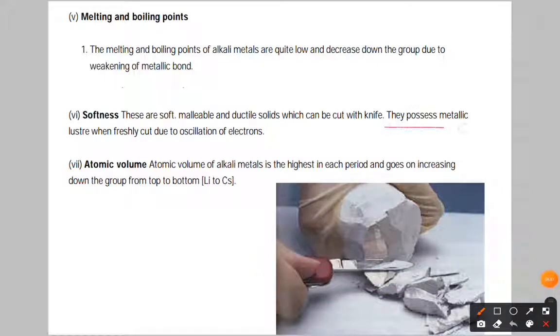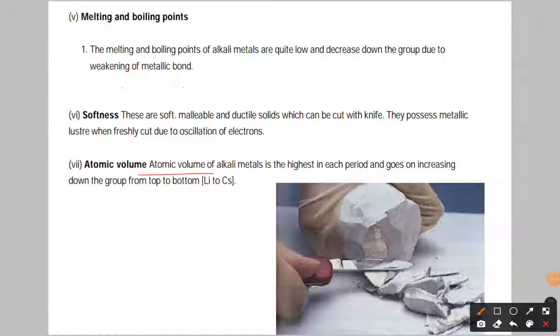Here they possess metallic luster when freshly cut due to oscillation of electrons. Here if you see, here are both the things. When they are cut, they have some luster, some shining here compared to here. Here this is not there. Why is some shining coming? Because of the oscillation of some electrons. As you know very well, in the valence shell we have electrons. They are going to oscillate. Because of that reason, we have some luster.